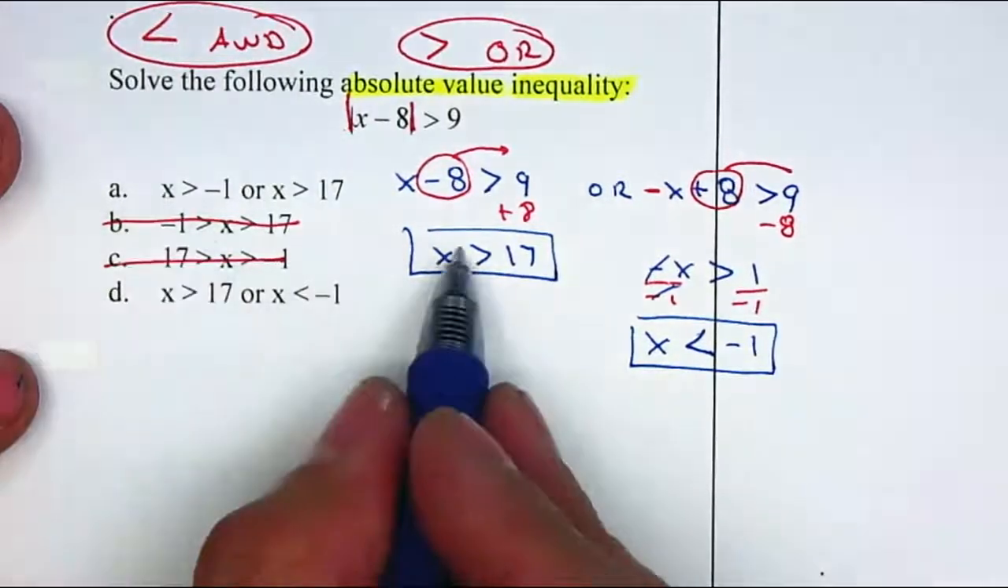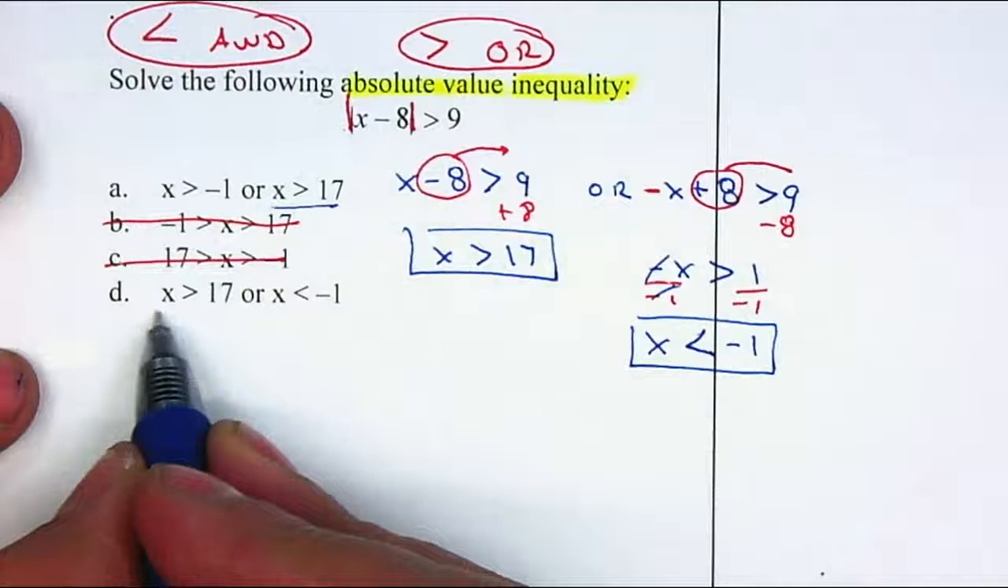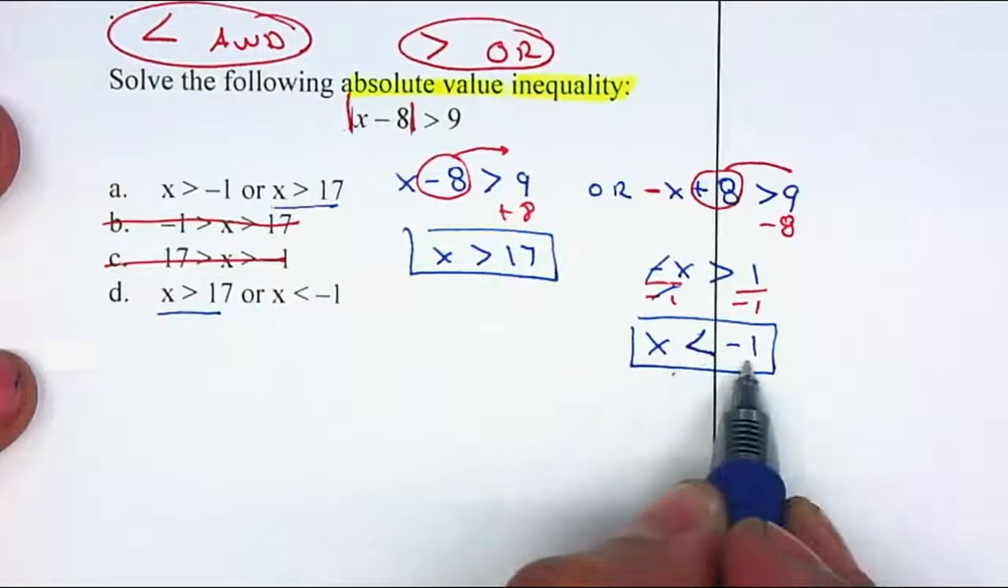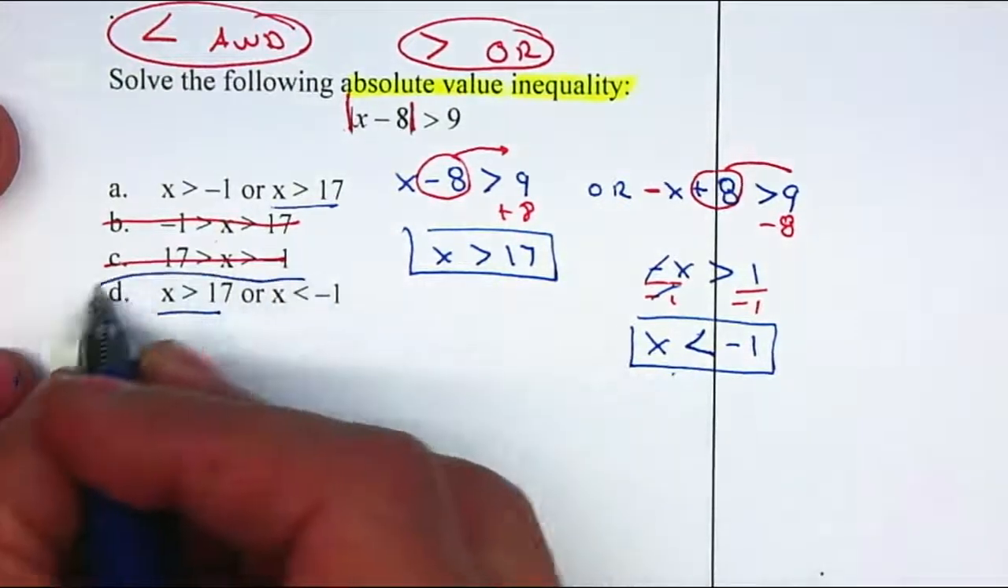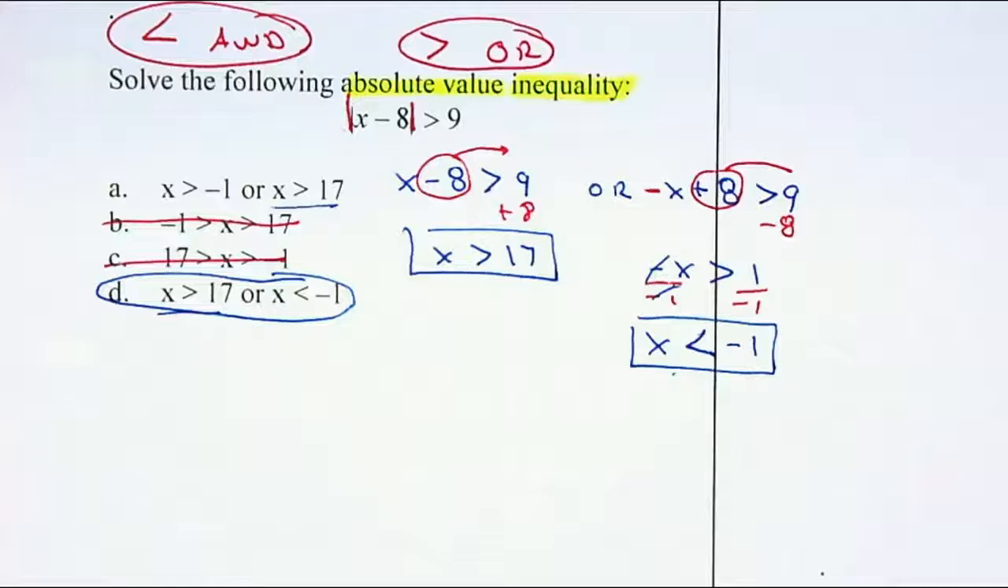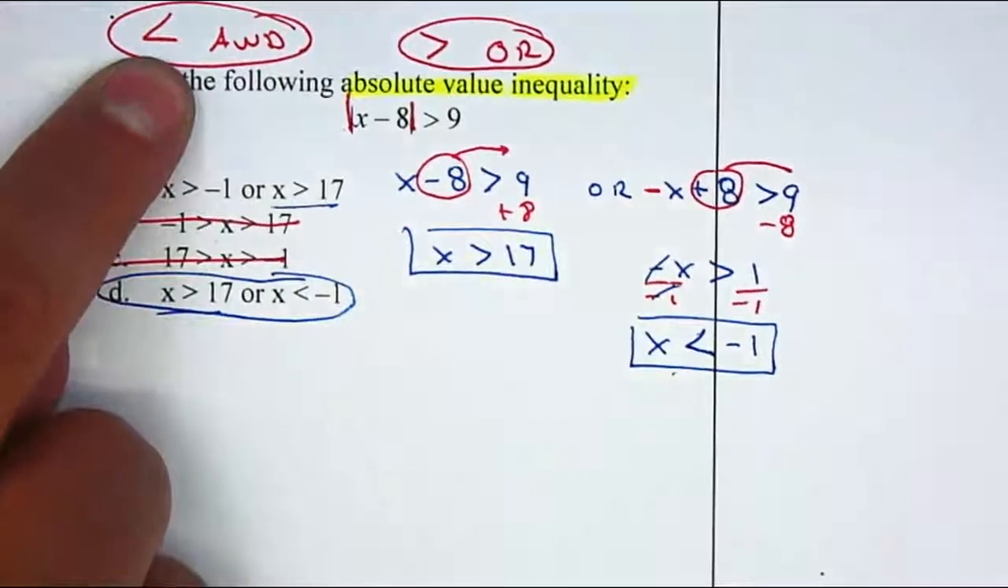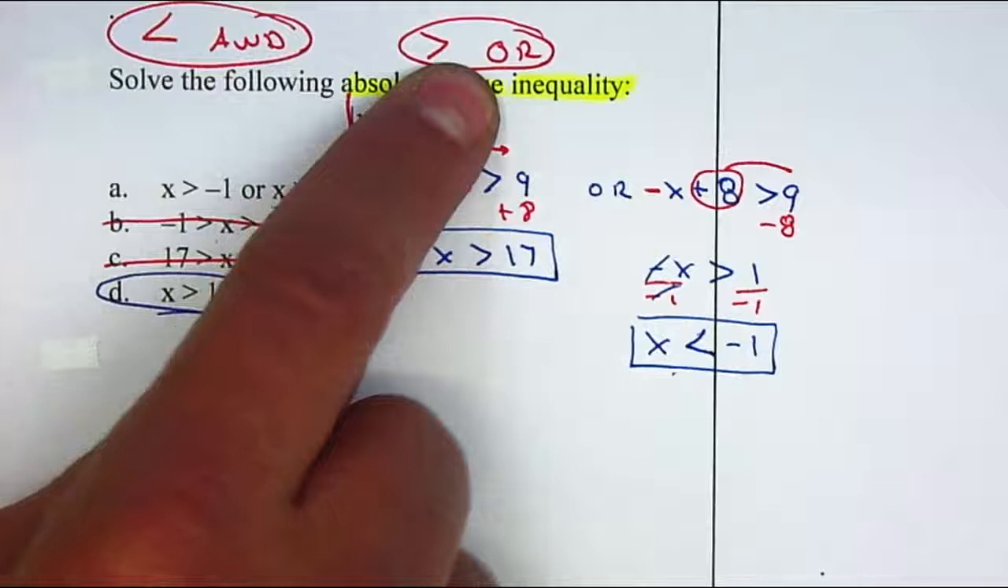Therefore, we have x greater than 17, those two are fine, or x less than negative 1. Your answer will be letter D. Remember, if it's less than, it's an and; greater than, it's an or.